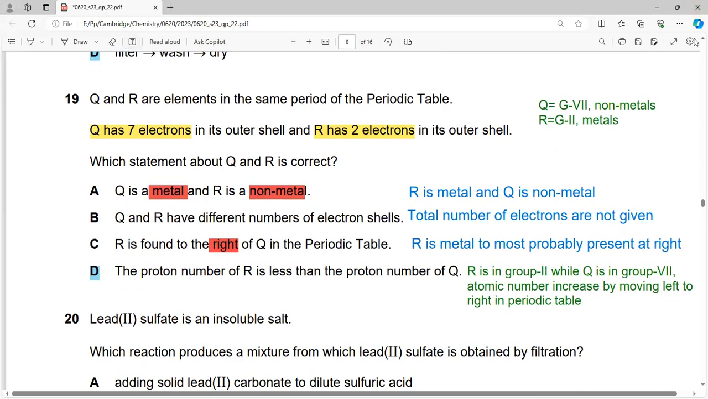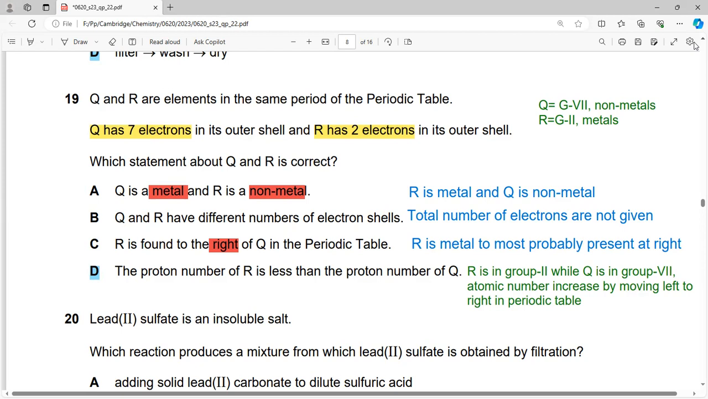Question number 19. Q and R are elements in the same period of the periodic table, so they are present in the same period. Now Q has 7 electrons in its outermost shell, and R has 2 electrons in its outermost shell. On the basis of this information, Q has 7 electrons, so it is in group 7 of the periodic table. These are non-metals.